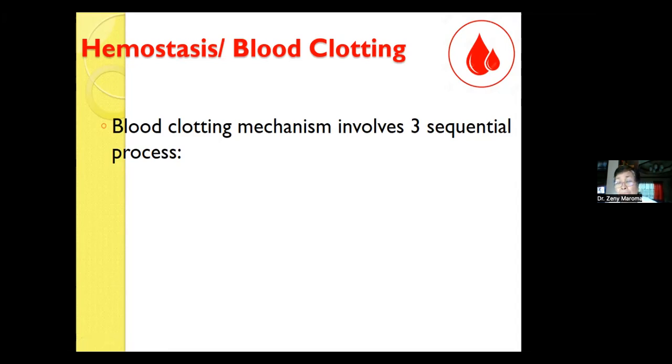Okay? Moving on. The process of hemostasis and blood clotting.